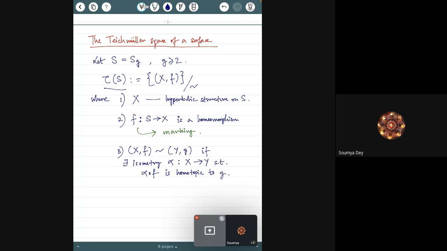But there is an equivalence condition here. So we are considering an equivalence relation. What is that? Whenever you have an isometry alpha from X to Y such that alpha composed with f is homotopic to g, then we say that (X, f) and (Y, g), these two elements from this set, are equivalent. Okay. Let me again repeat the definition.